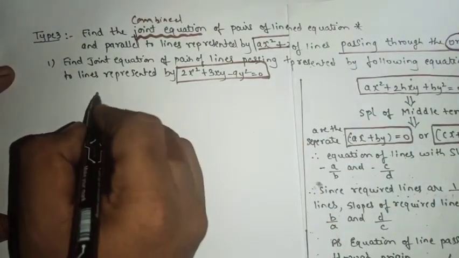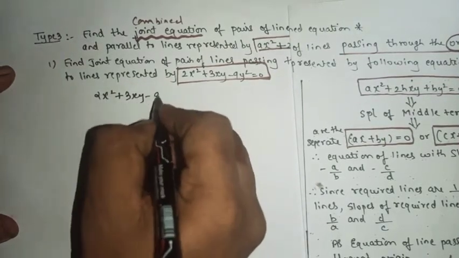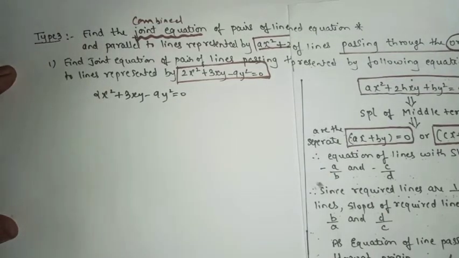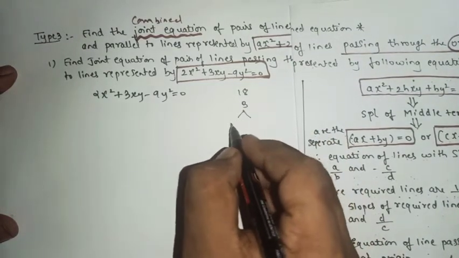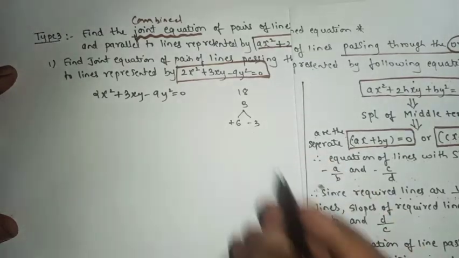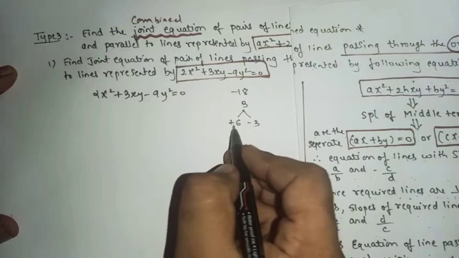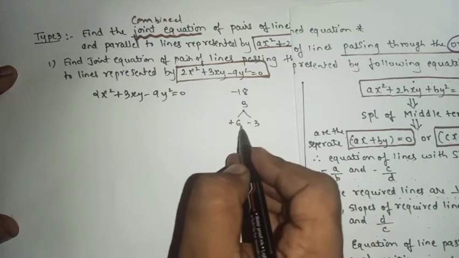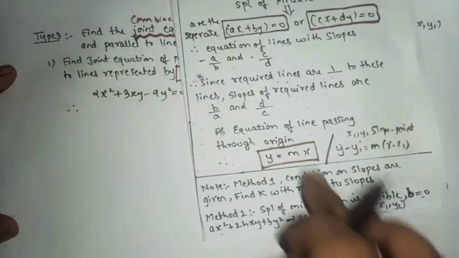As we have the equation 2x square plus 3xy minus 9y square equals to 0. So what is the product here? It is minus 18. Sum is what? 3. So this we can write as plus 6 and minus 3. Yes or no? The product: 2 into minus 9 is minus 18, and 6 into minus 3 is minus 18. Plus 6 minus 3 will get 3. So splitting of middle term is possible. If it is possible, we can apply method number 2.